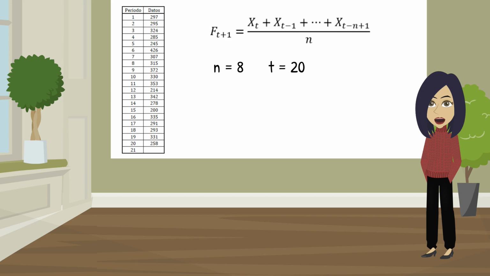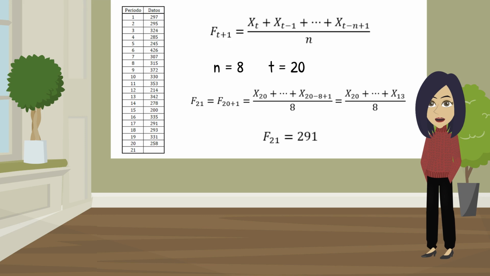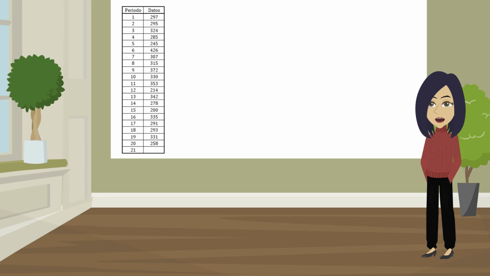In this case, n is equal to 8, and t is equal to 20. And the forecast will be the average of the data comprised between period 13 and period 20. The numerical result is 291. I hope this explanation about the simple moving averages method has been clear.